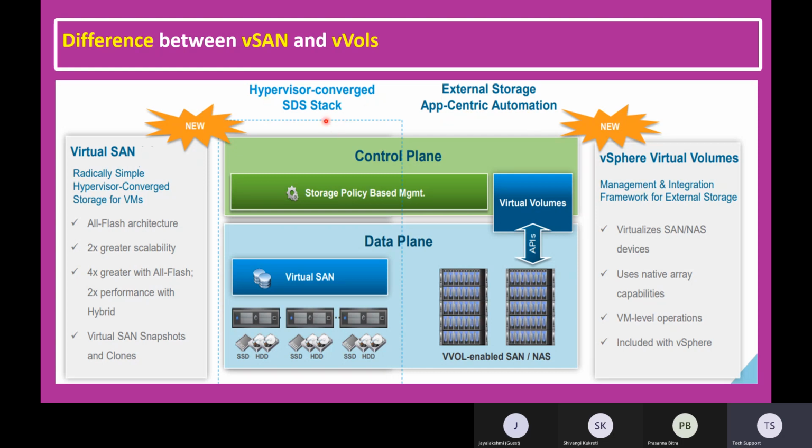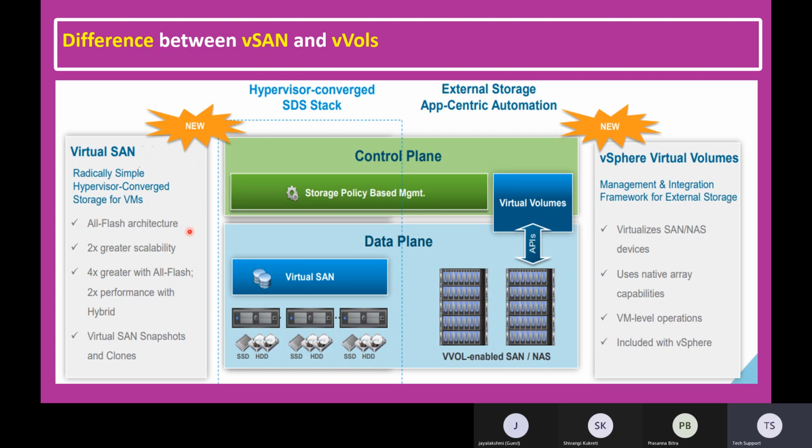But when it comes to vSAN, it's like a hyper-converged infrastructure SAN. The additional differences are: virtual SAN is radically simple, hypervisor-converged storage for virtual machines. When it comes to virtual volumes, it is mainly a management integration framework for external storage.